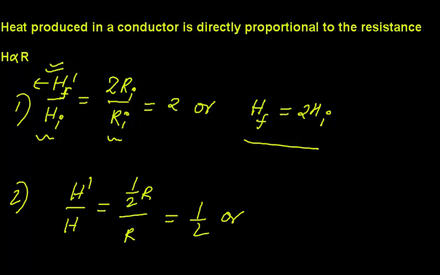So this means if initially the resistance was R and finally we halved the resistance, then in this manner we can see that the final heat will also become half of the initial heat. So in this manner, if the resistance is halved, the new resistance will become R by 2 for a given current and time. And so if the resistance is halved, then heat produced will also get halved.